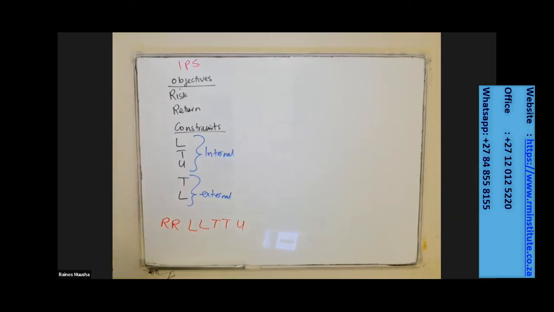Any question so far before we go on? And remember, we are going to look at these individually later on in this chapter: what the risks are, what the return is, what the legal and regulatory issues are, the time horizon, the liquidity needs, the unique circumstances, and the tax issues. We will look at each one of them in detail. So please make sure that you take note of this.